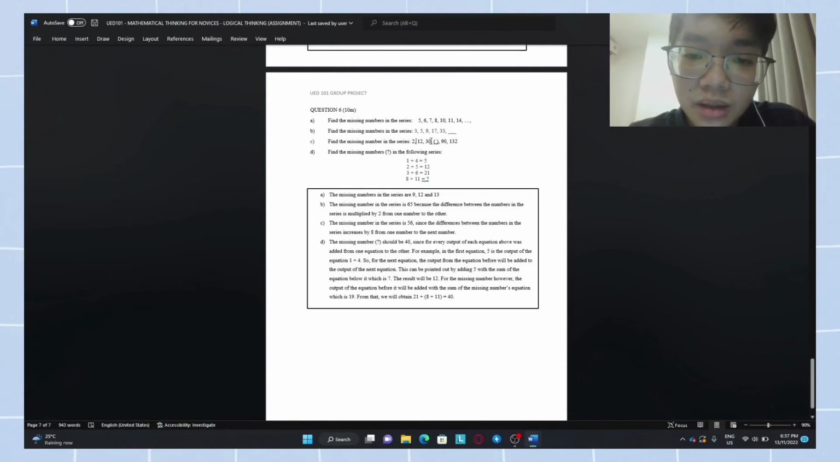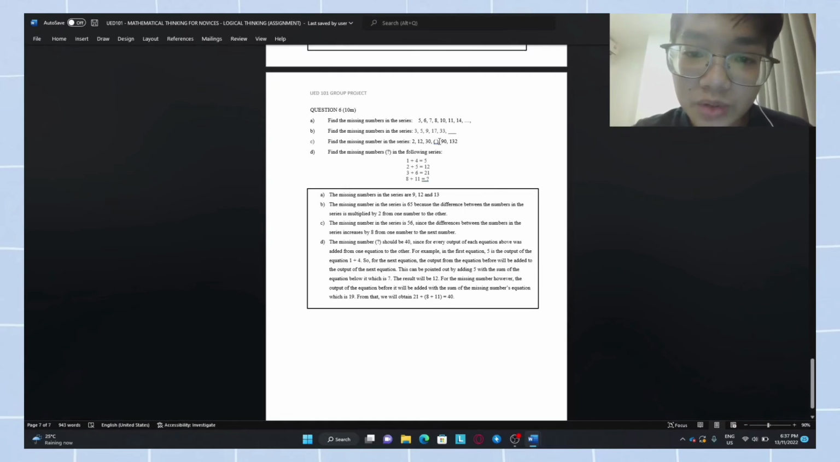So when we follow the flow of the difference, we can see that 2 plus 10 equals 12. 12 plus 18, which is 10 plus 8, equals 30. So since the difference here is 18, 18 plus 8 equals 26. So the next number should have a difference of 18 plus 8, which is 26. So 30 plus 26, we will obtain 56 for the missing number.